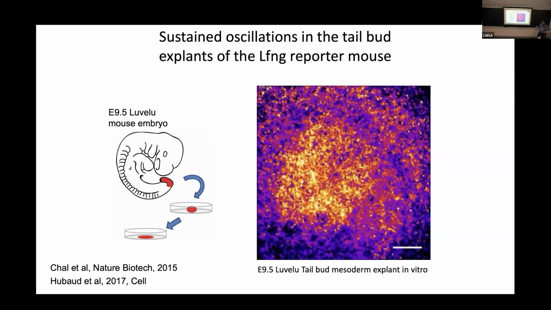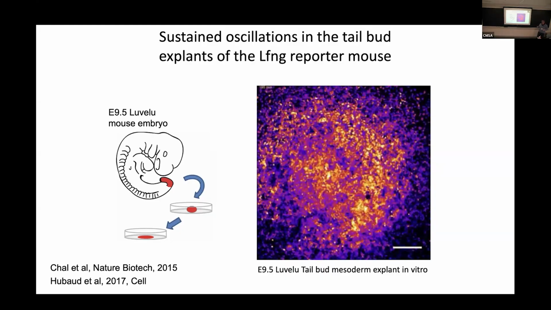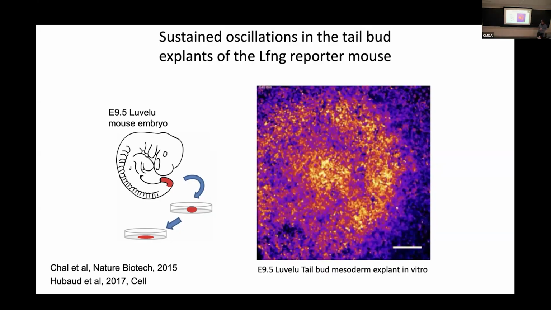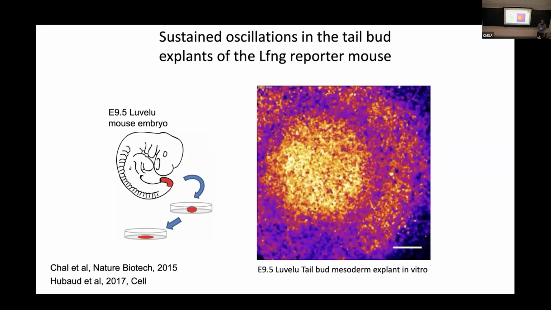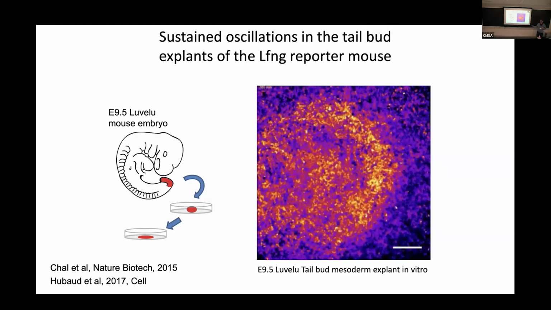So here in these experiments, what Alexis at the time was able to do is to very much extend the duration. He went to 48 hours, whereas normally in the embryo, it's a window of a few hours. But it eventually stops.